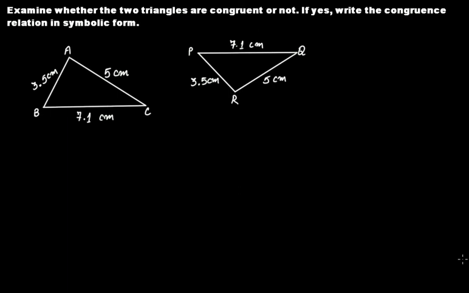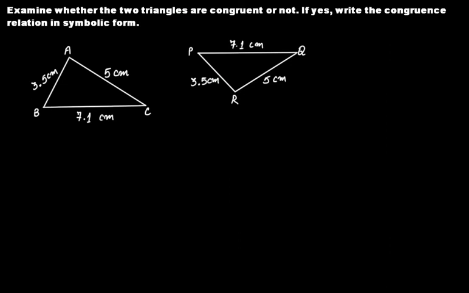We have covered the theoretical portion of criteria of congruence for triangles in our earlier video. So in this video, we are going to solve some problems related to the SSS congruence criterion, that is, the side-side-side congruence criterion for two triangles. The question says, examine whether the two triangles are congruent or not. If yes, write the congruence relation in symbolic form.